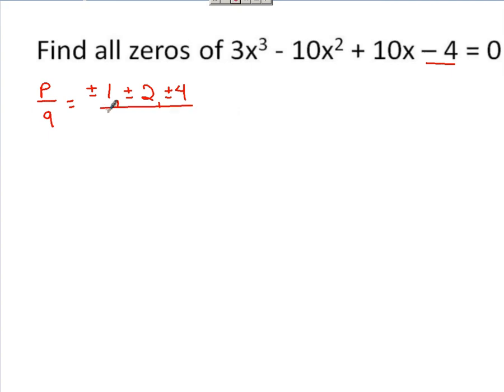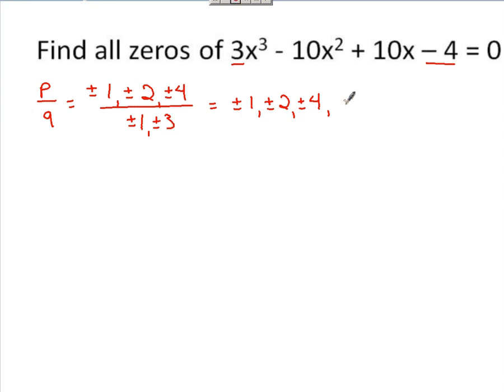I'm going to divide that by all the factors of my lead coefficient. So here my lead coefficient is 3. Factors of 3 would be 1 and 3. As I work through the division here, I'm taking this entire top row, I'm dividing by 1. That gives me that top row back. Now I'm going to take this entire top row, divide by 3.